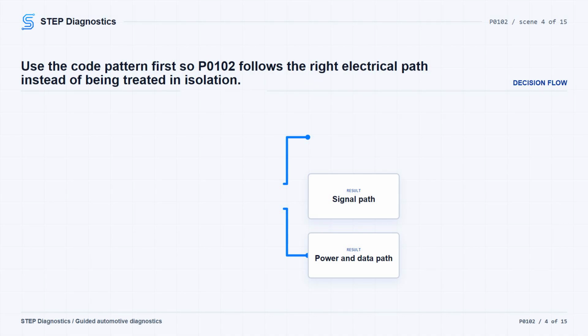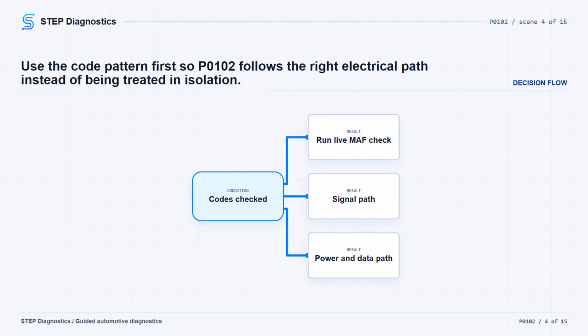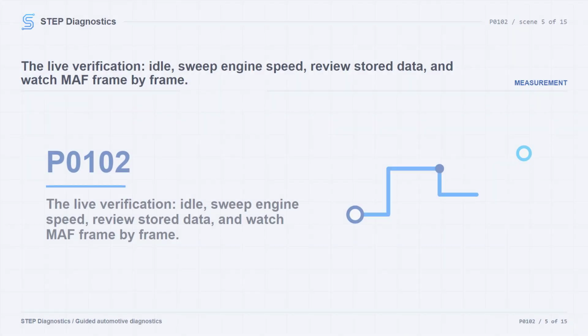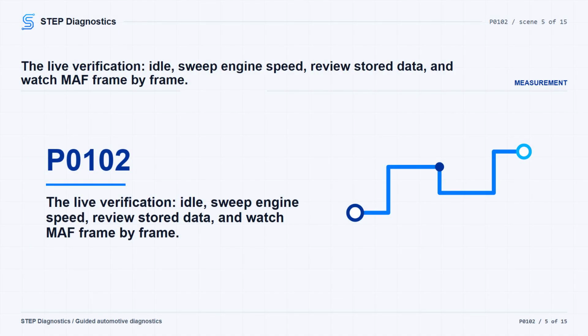Turn the ignition on with the vehicle in service mode. If other codes are present, check what they mean first and use the code pattern to choose the correct electrical path instead of treating every code separately. If no codes are currently set, idle the engine, slowly bring engine speed up to 3K RPM, and return it to idle. Then review stored data and watch the MAF sensor parameter frame by frame. The value should not spike or drop out. If it does, go into circuit testing.